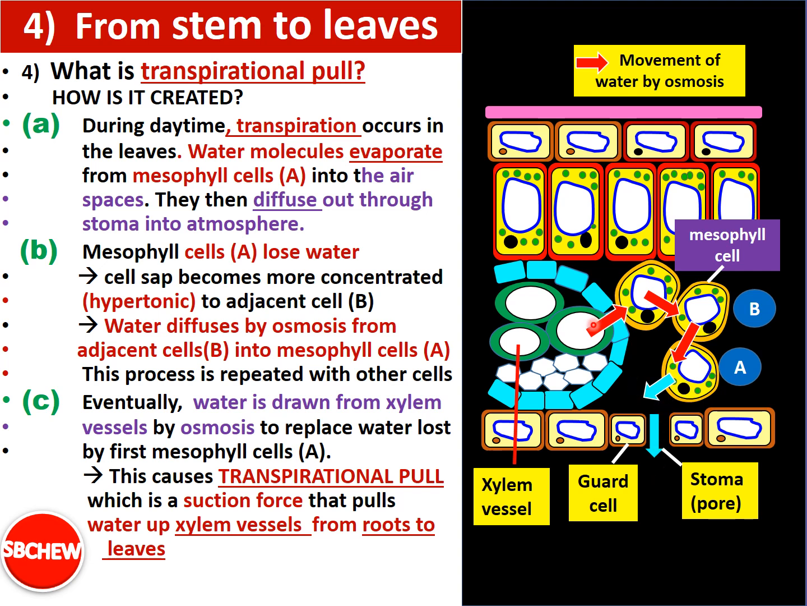It also creates a force called the transpirational pull, which pulls the water up the xylem vessels from roots to leaves. So as long as transpiration occurs, there will be the creation of the transpirational pull force to draw water up the plant from the roots to the leaves.